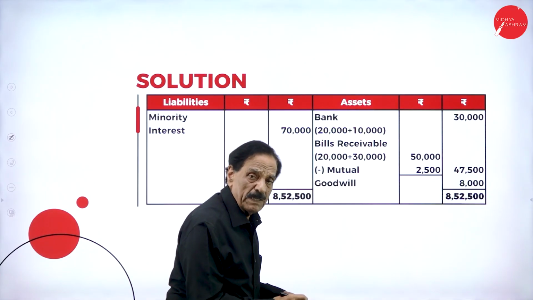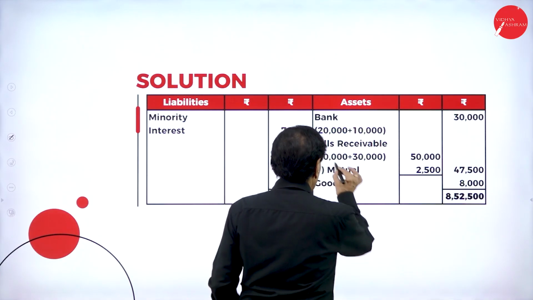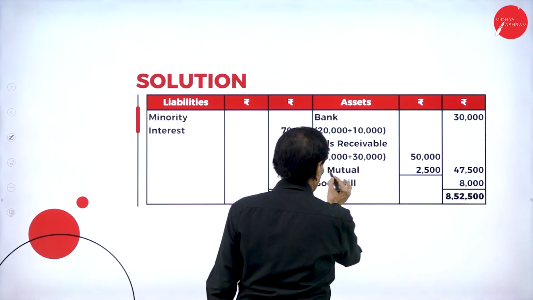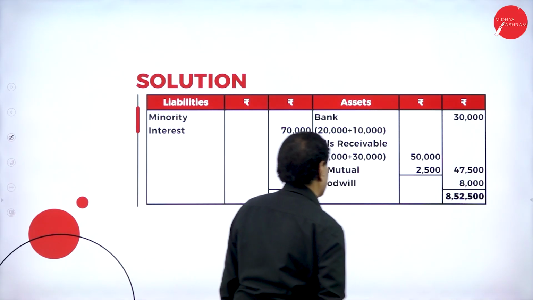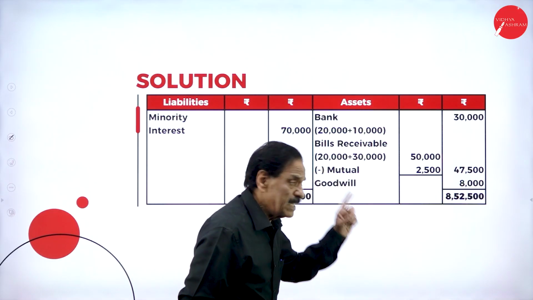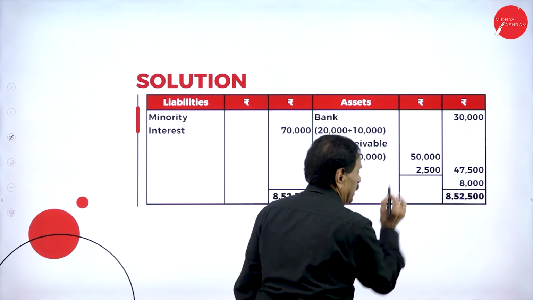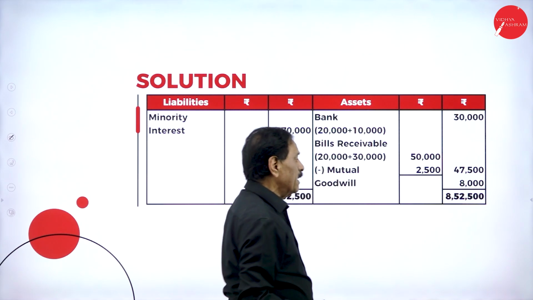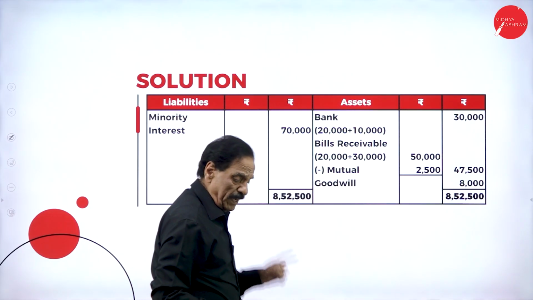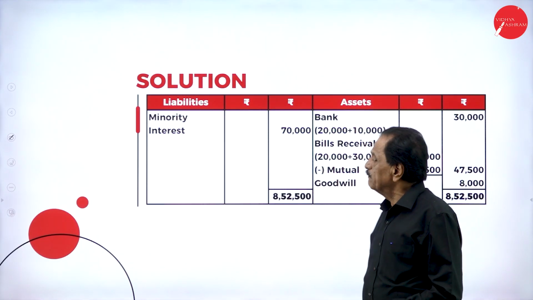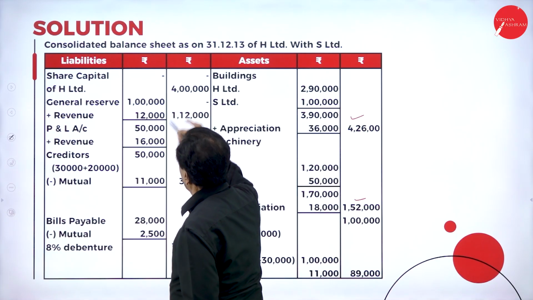Bank 20 plus 10, 30,000. BR, in the adjustment there is a mutual item. 20 plus 30, 50,000 minus mutual 2,500. Deduct from BR, deduct from BP, 47,500. Goodwill as per calculation is 8,000. So it will tally for 8,52,500. Come back here. Share capital of H Limited is 4 lakh.